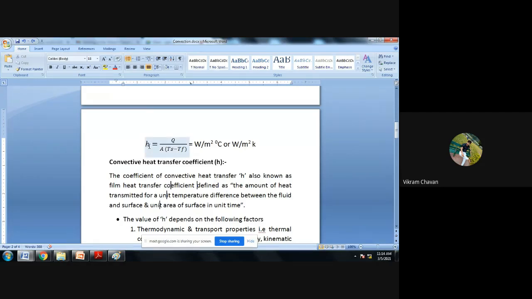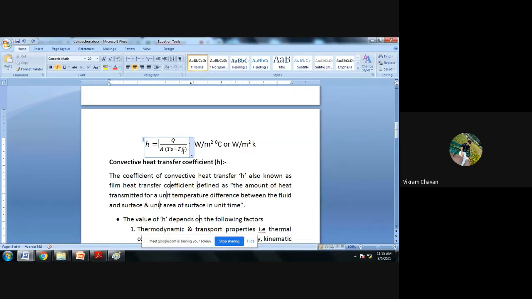It means that H is equal to Q when A is equal to 1 and Ts minus Tf is equal to 1. Okay. In simple language, H is equal to Q when A is equal to 1 and Ts minus Tf is equal to 1. And this heat transfer happens in a unit time, because the time is more important. So this heat transfer is happening in a unit time.